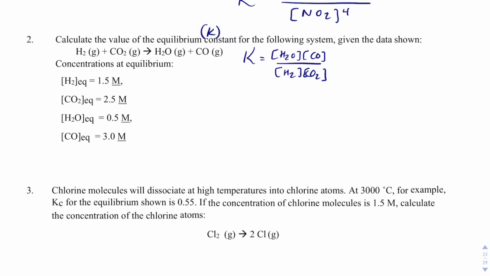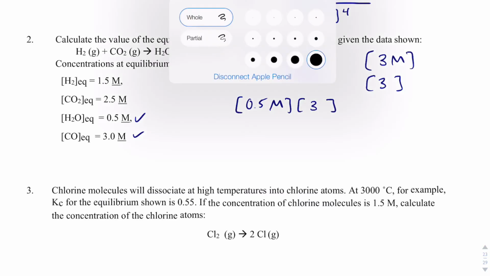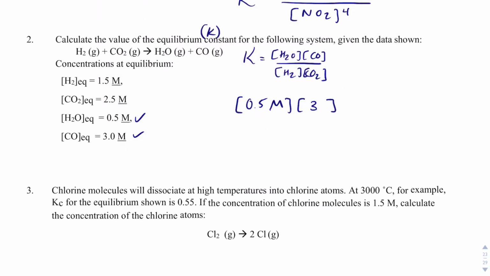When you plug things in, I think it's helpful to check things off. So I just plugged in water, check it off. 0.5 molar. I'm going to plug in carbon monoxide, that's 3. Now, with brackets, you can write 3M in brackets, but if you just wrote 3 in brackets, those both mean the same thing. Brackets mean molarity, so you don't need to always write molarity if you have brackets. We're going to divide that by H2, which is 1.5. And then we're going to divide that by CO2, which is 2.5.